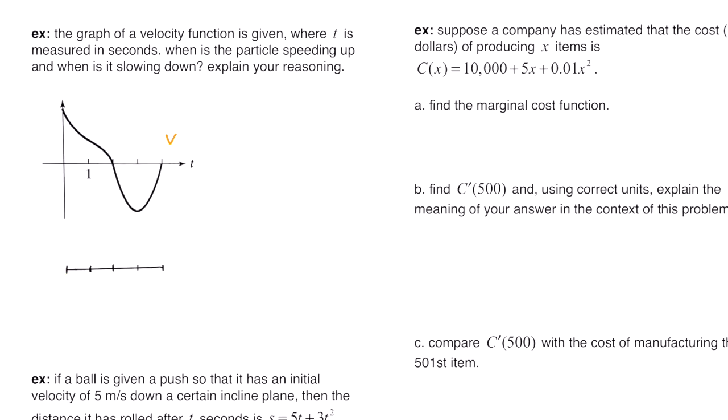So first I want to look at the velocity function being positive and negative. So from 0 to 2 seconds, the velocity function is above the x-axis, so it's positive. From 2 to 4 seconds, the velocity function is below the x-axis, so it's negative.